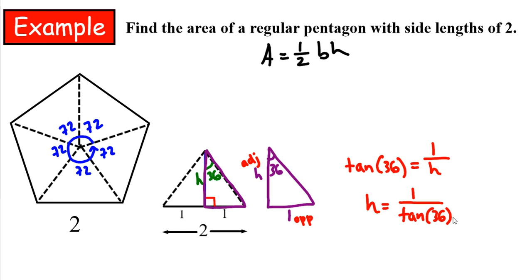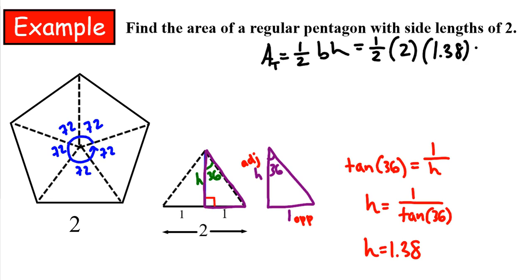And I get that the height is like 1.38. So the height of one of these triangles is 1.38. So the area of one of the triangles, let's do AT to stand for triangle, is 1/2 the base, the entire base is 2, times the height we just found, 1.38. 1/2 times 2 is just 1, so 1.38 will be the area of one of the triangles.